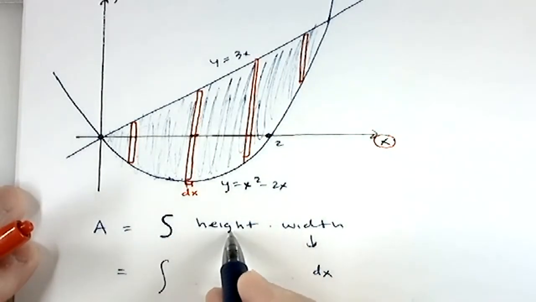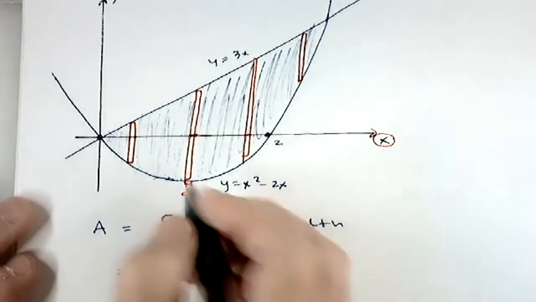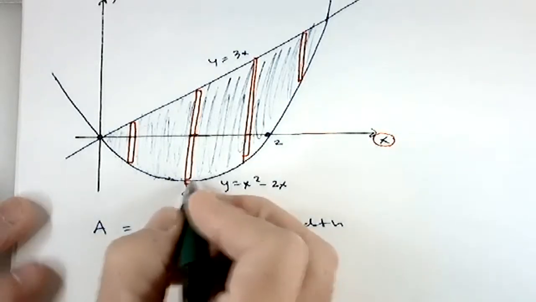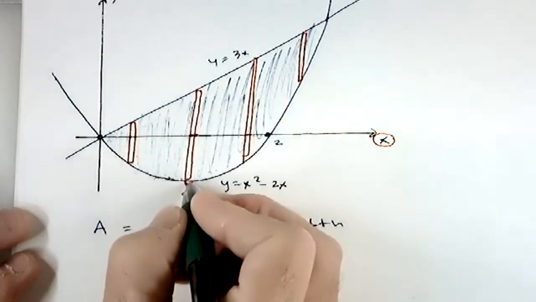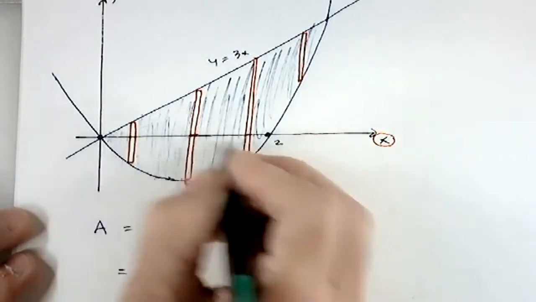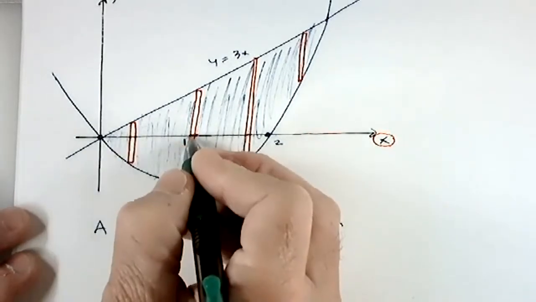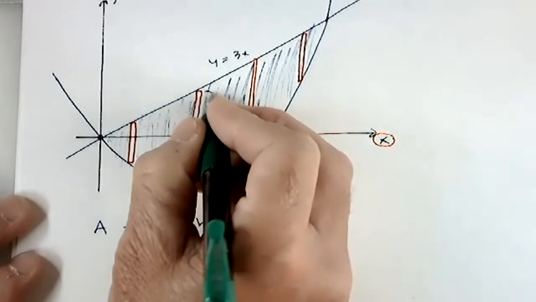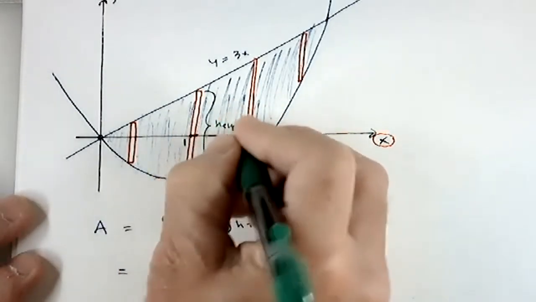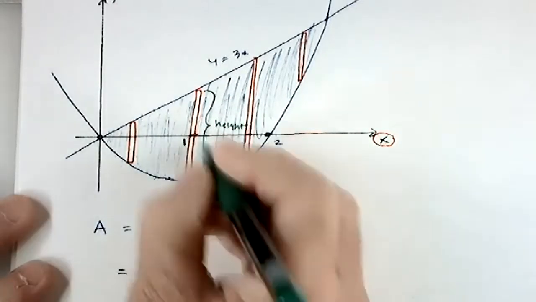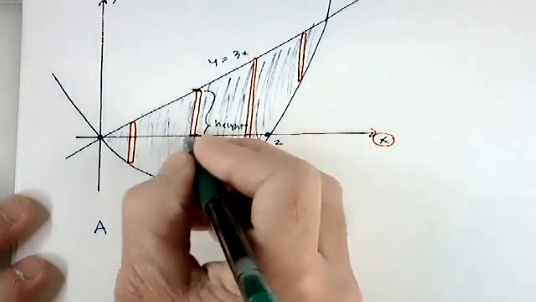Now, how about the height? You've talked about this in class, but maybe this will help if you were having trouble understanding that. Let's take this rectangle right here, which looks like it's at about x equals 1, because it's between 0 and 2. The height of this rectangle is this length. So how would I find that? How high does this rectangle stretch?